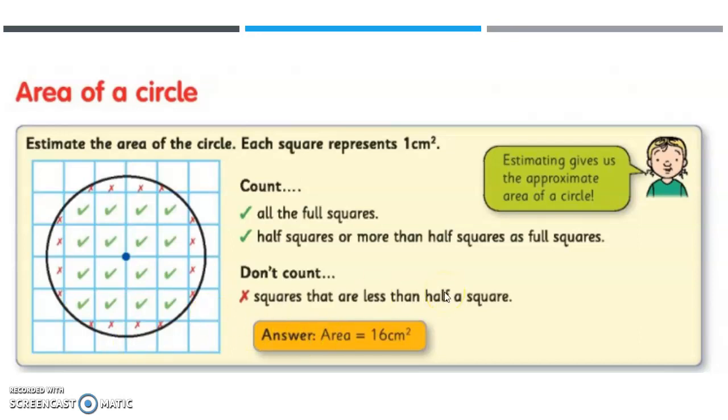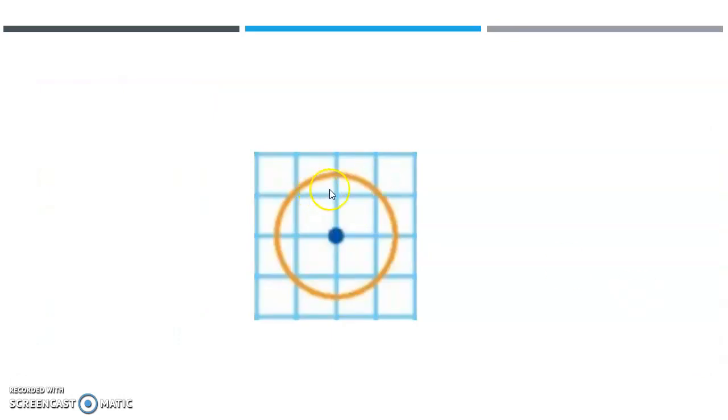Alright, so you can see in our next example, if we use the same method, we're going to count any of the squares that have half or more of the square in the circle. If we look here, there's probably less than half of a square in this part, so we won't count this square or that square because they're both the same. Neither square is half or more in the circle. We won't count this square because it's less than half a square.